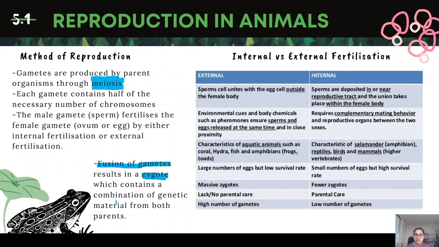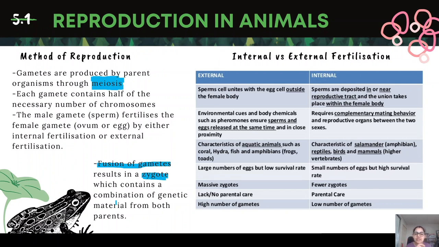So then we've got internal fertilization. Internal fertilization also has its advantages and disadvantages. All these processes have their advantages and disadvantages. So internal fertilization, as the name suggests, the sperm is deposited inside or near the reproductive tract, and the union takes place within the female body, and it requires complementary mating behavior and reproductive organs between the two sexes. Now, these are characteristics of some amphibians like salamanders, reptiles, birds, and mammals, higher vertebrates.